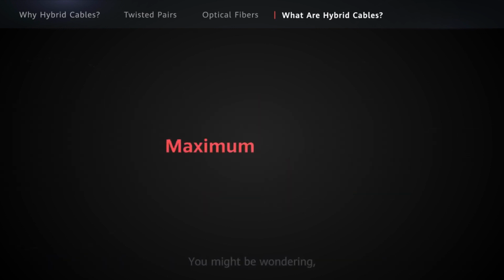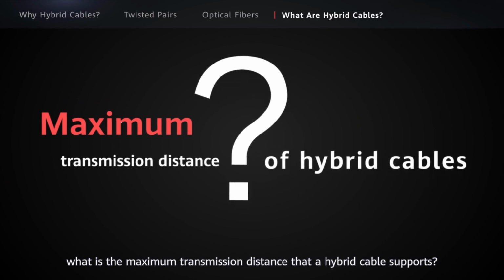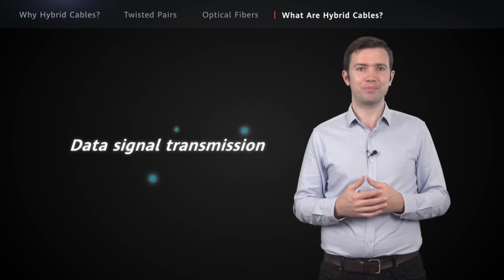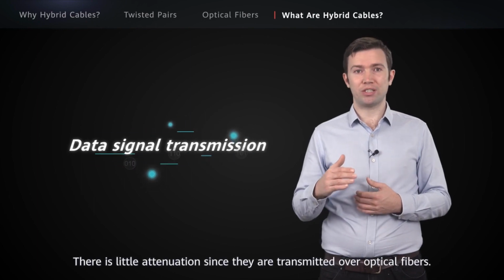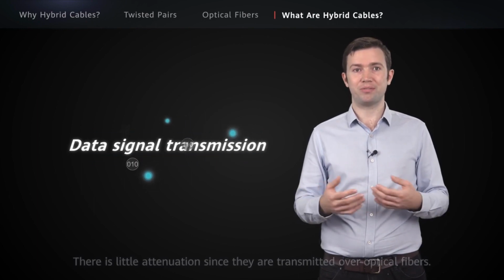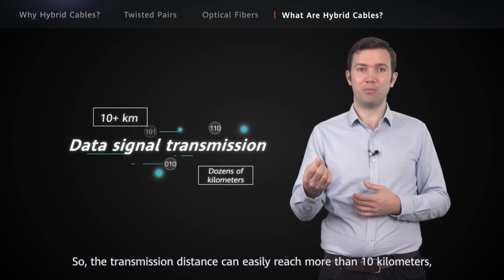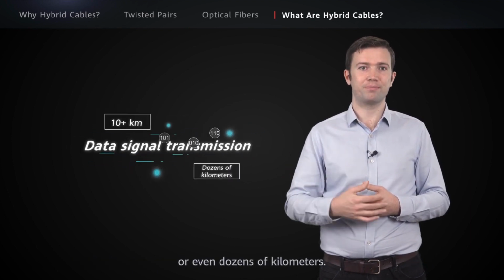You might be wondering, what is the maximum transmission distance that a hybrid cable supports? First, let's take a look at data signals. There is little attenuation since they are transmitted over optical fibres. So, the transmission distance can easily reach more than 10 kilometers or even dozens of kilometers.